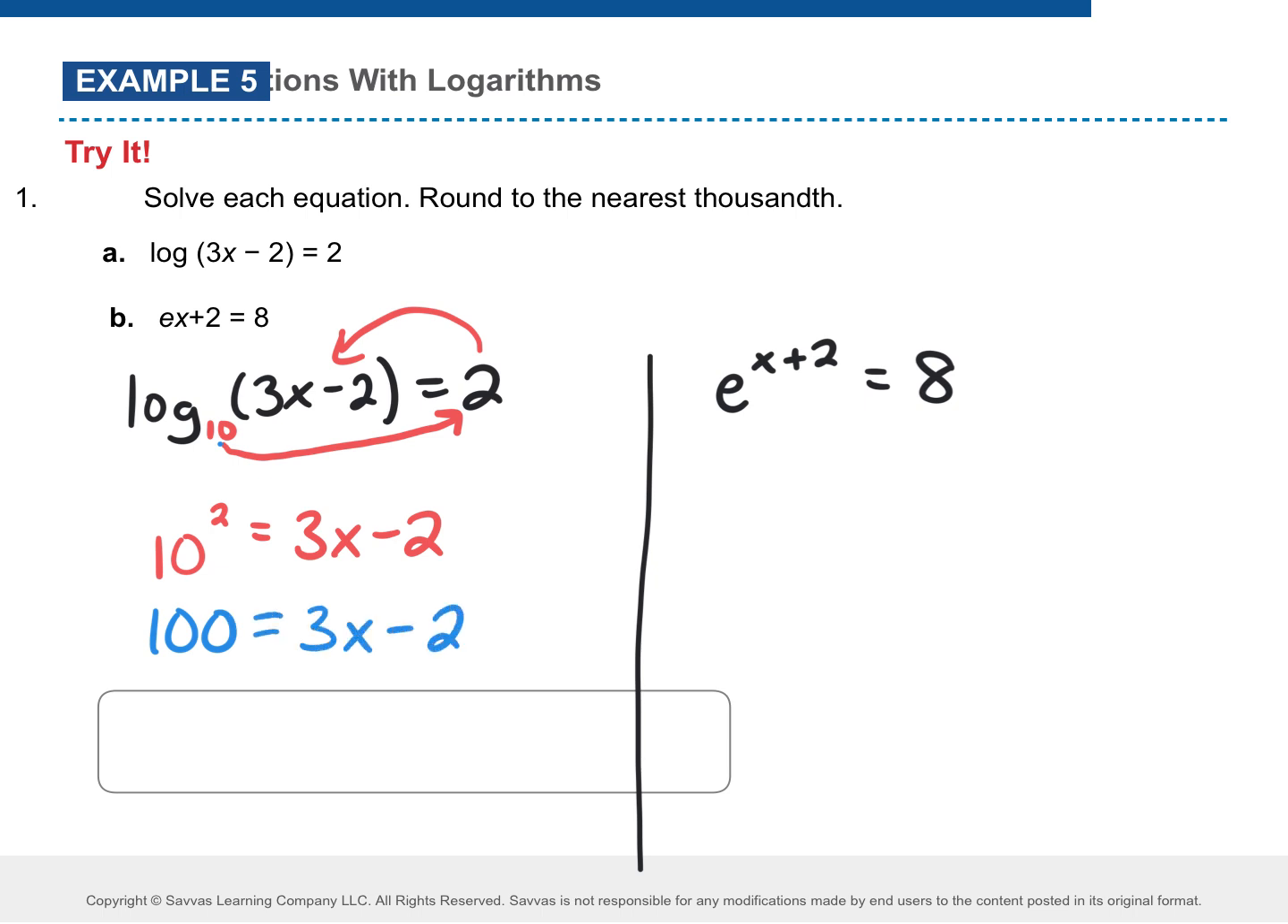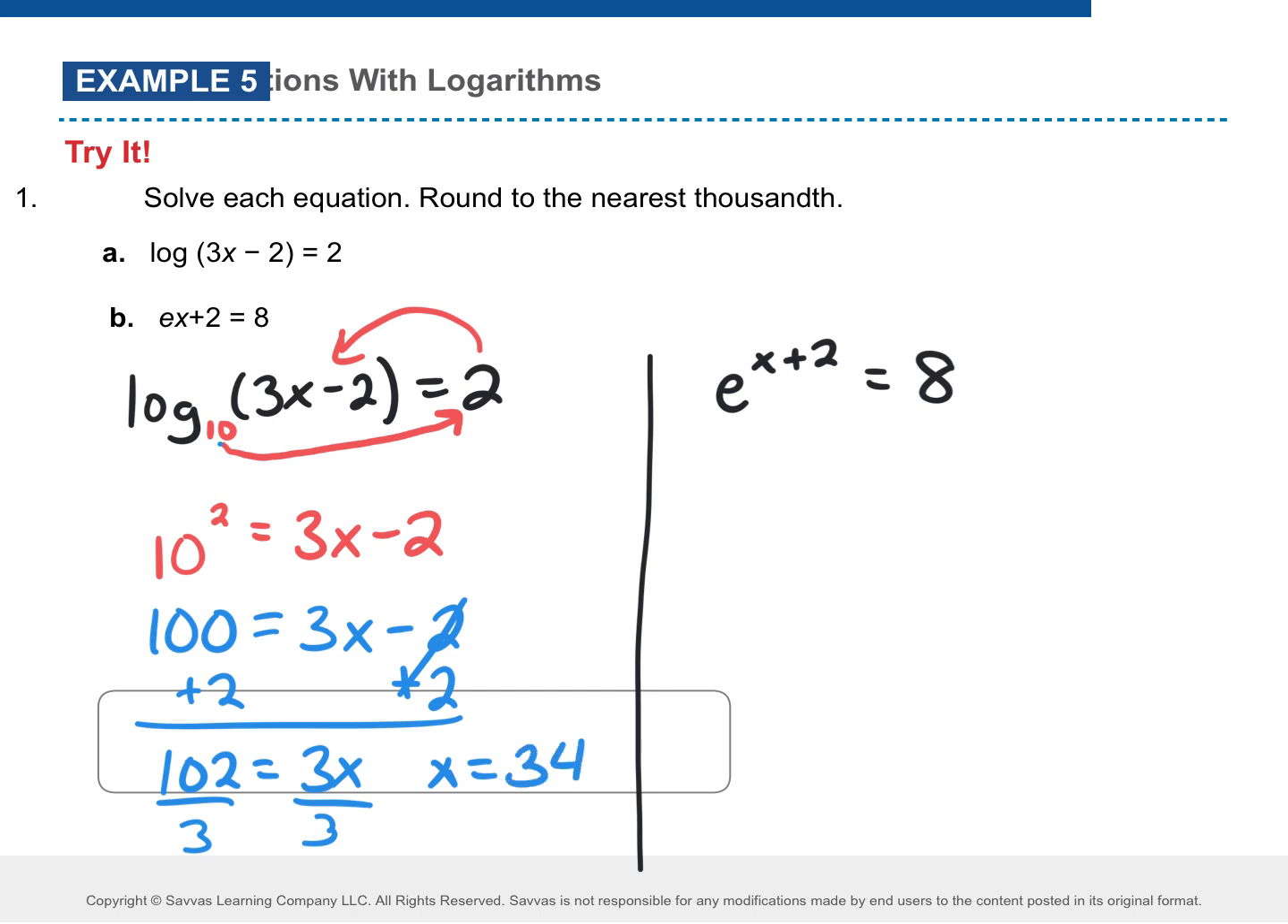Now this looks like a comfortable algebra problem that we're used to. What do I do next? Add 2. So we have 102 equals 3x from here. Divide by 3. What'd you say we get? X equals 34. So when you start with an equation that has log in it, you're going to want to rewrite into exponential form first, because when we rewrote it into exponential form, did that make it a lot easier to solve an algebra problem? Okay.